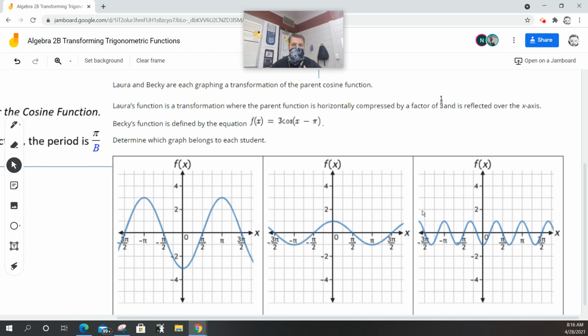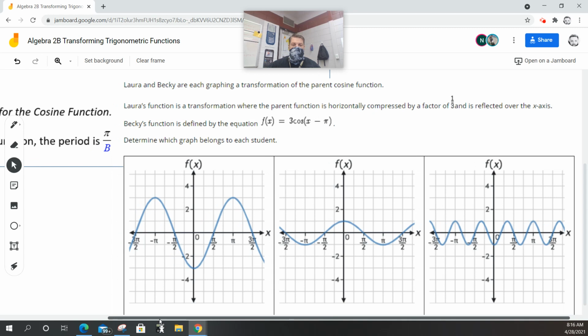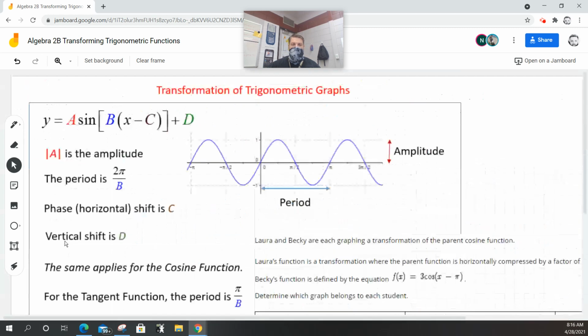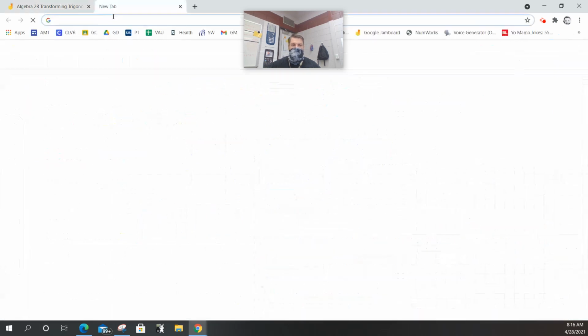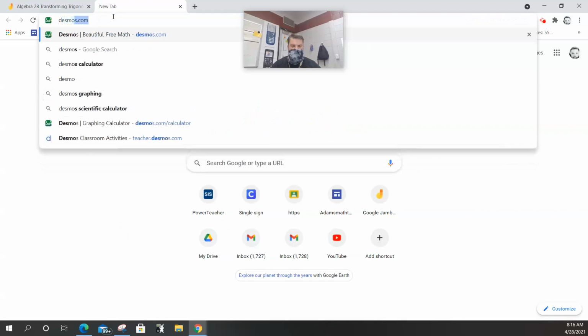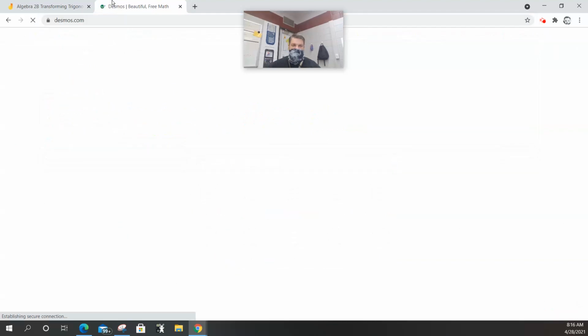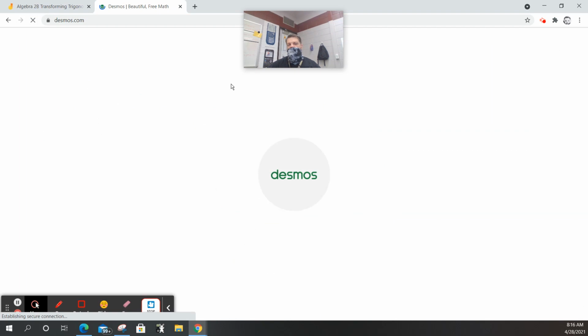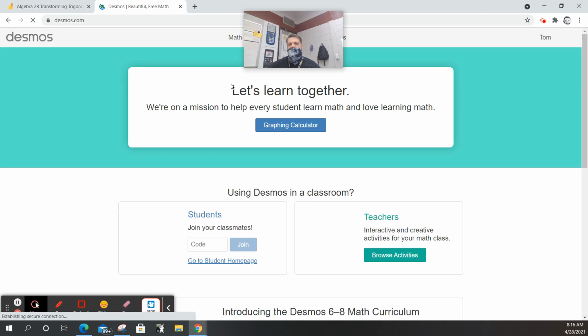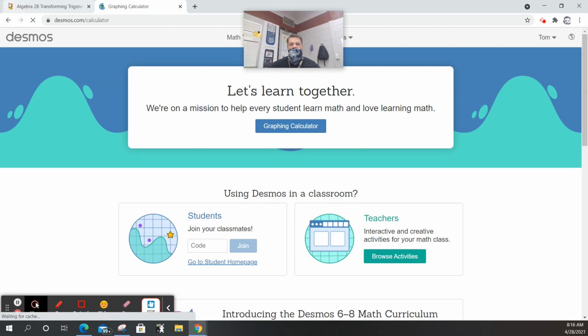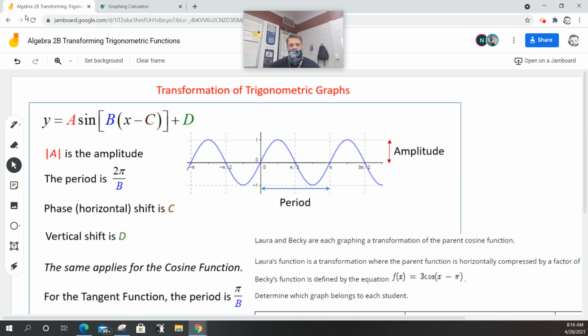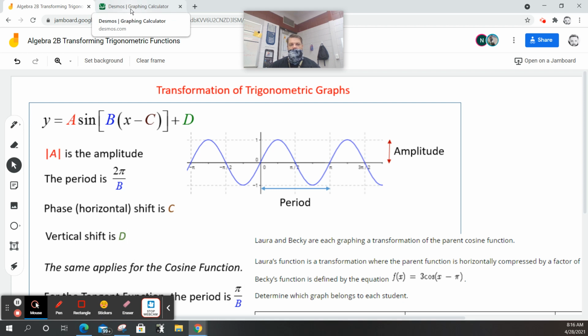So I want to talk about transforming trig functions. The first thing I'm going to do is pull up the Desmos calculator. I like using the Desmos calculator for these things because it lets me show you in real time how the transformations occur. As soon as this loads, I'm going to plug in y equals a sine of b, all this stuff, and we'll talk about how that works.